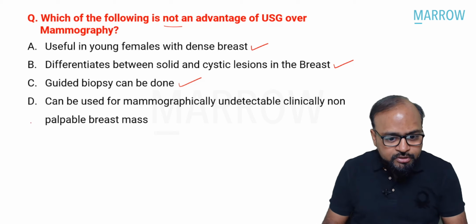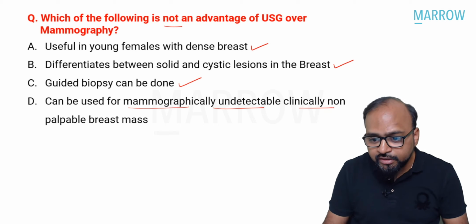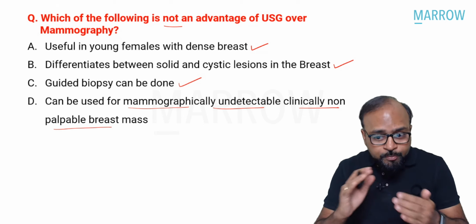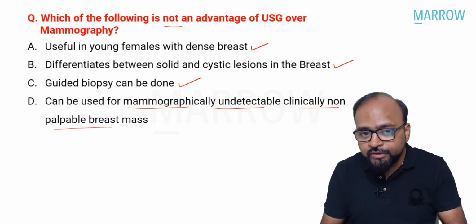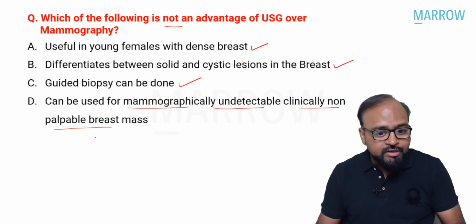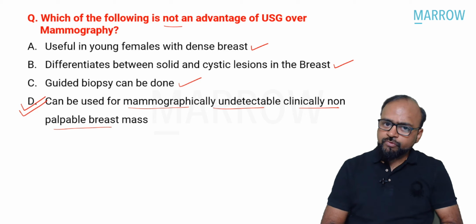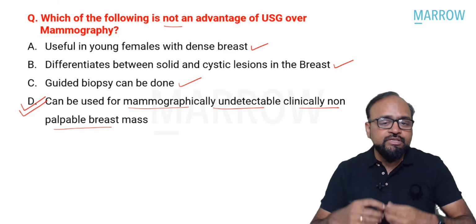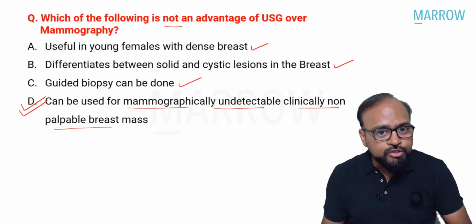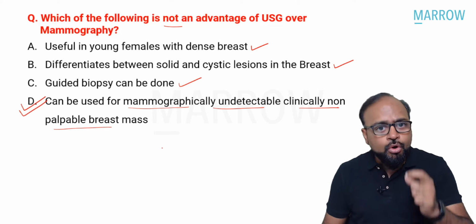Now let us look at the last option. Ultrasound can be used for mammographically undetectable, clinically non-palpable breast mass, right? So a lesion is not palpable clinically, it is not seen on mammography, yet it can be seen on ultrasound. Based on the options which are available here, right, this last option appears to be the answer to this question, right? If I relate this to the experience that I have in clinical imaging, and also having spoken to many of my colleagues who work exclusively with breast imaging, they have said that this last statement could also be partly true.